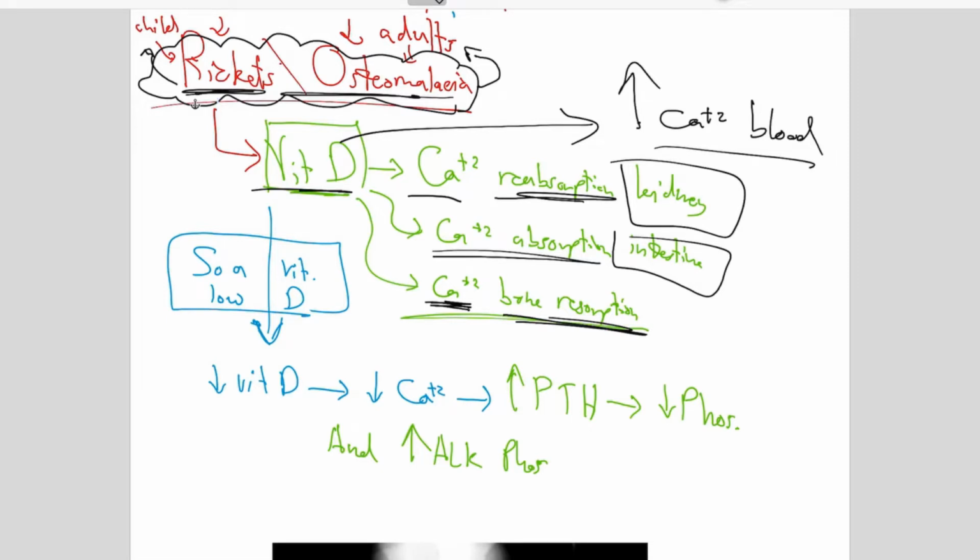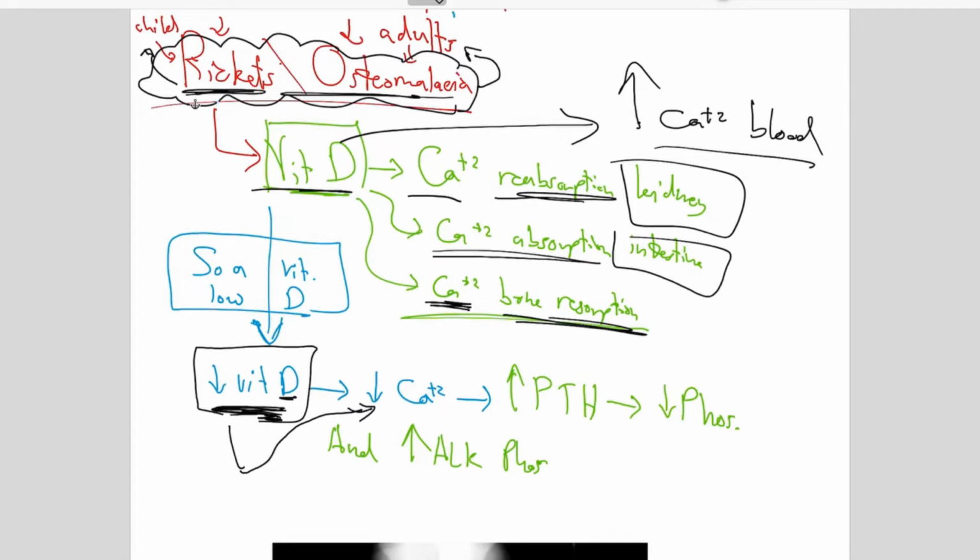Okay, so in rickets and osteomalacia, what we have is a deficiency in vitamin D. There is not enough vitamin D, whether it's from supplements or dietary. The person right here doesn't have enough vitamin D. Now what does this lead to? Simply to a decreased amount of calcium. Very simple, very easy, straightforward.